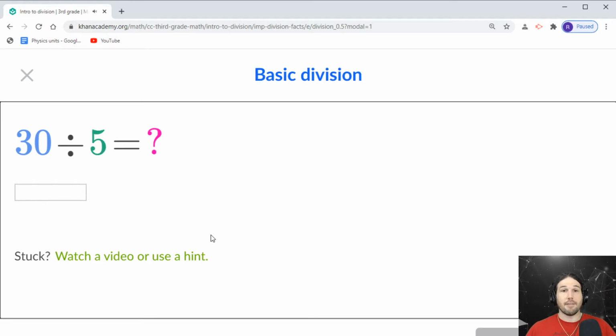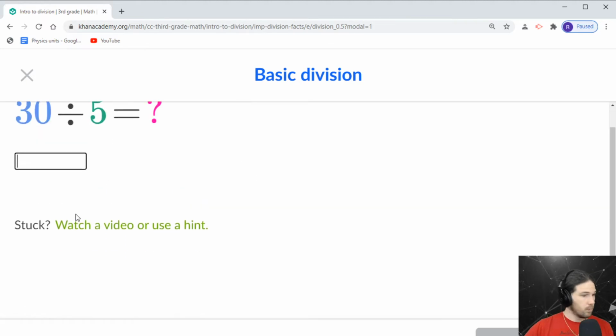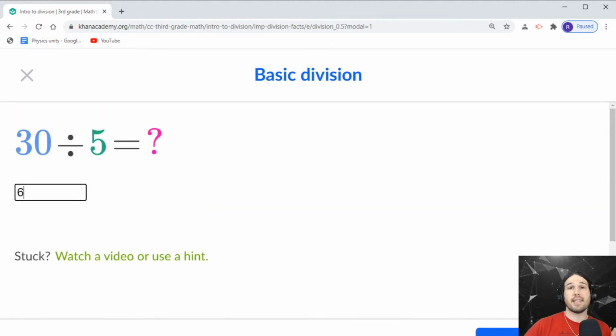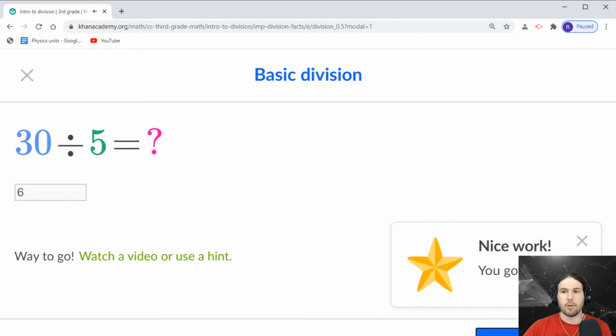30 divided by 5. Divide by 10 is 3, times 2 is 6. Remember, dividing by 5 is the same thing as dividing by 10 and then multiplying by 2, or vice versa. Whatever is most convenient for you.